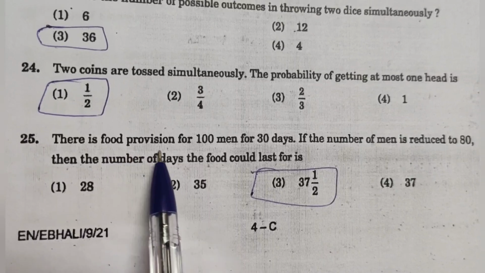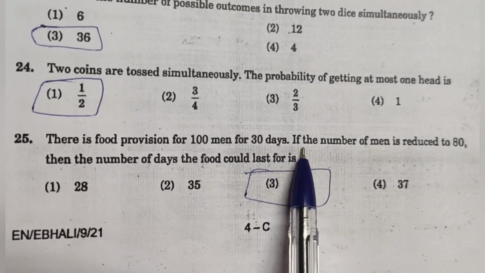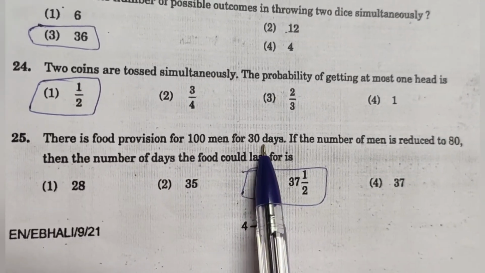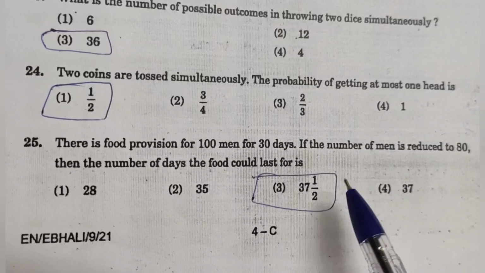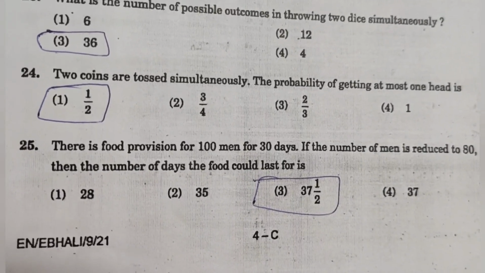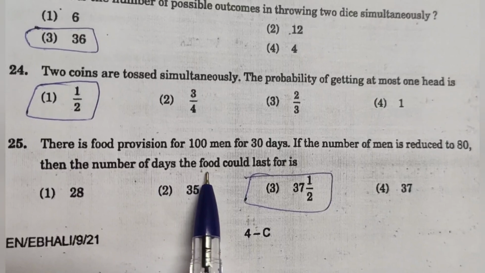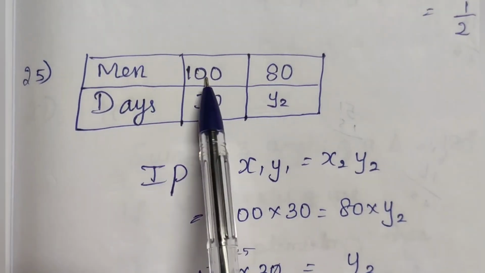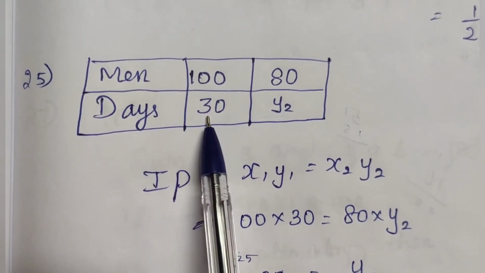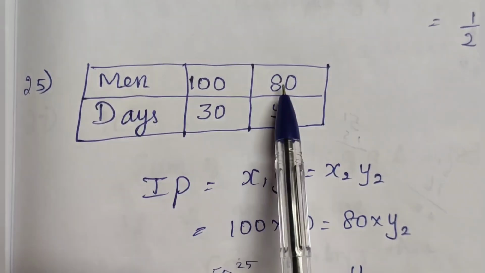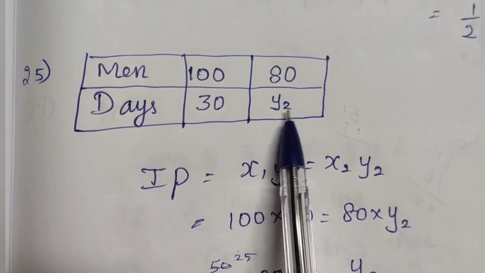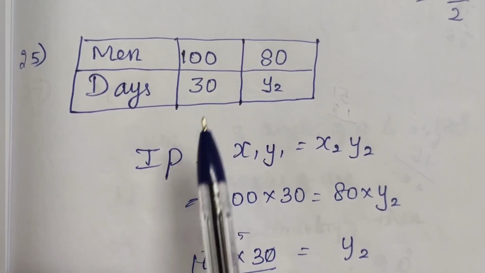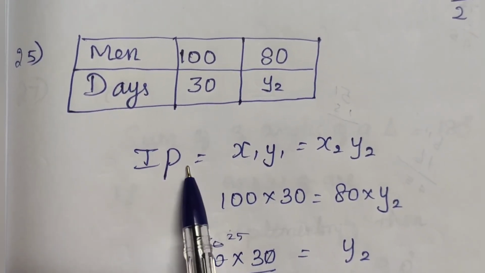25th question. There is food provision for 100 men for 30 days. If the number of men is reduced to 80, 100 men can eat for 30 days, so 80 men, of course, can eat for more number of days. The number of days the food could last for is dash. 100 men can eat for 30 days. 80 men can eat for how many days, y2? When men decreases, the days increase. So this is inverse proportion or inverse variation.